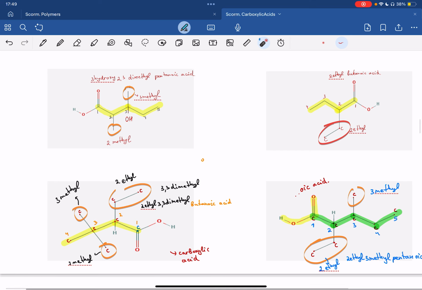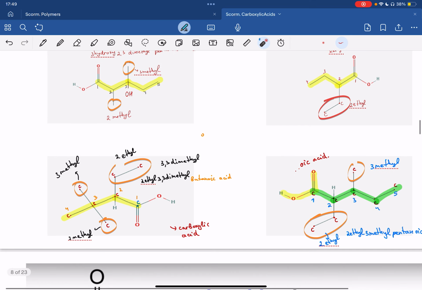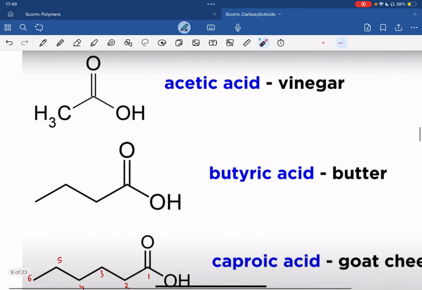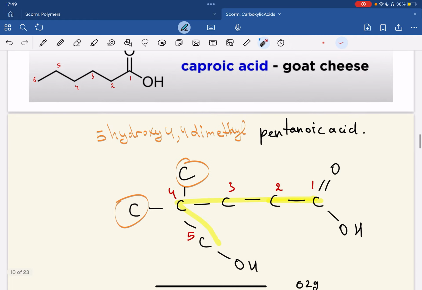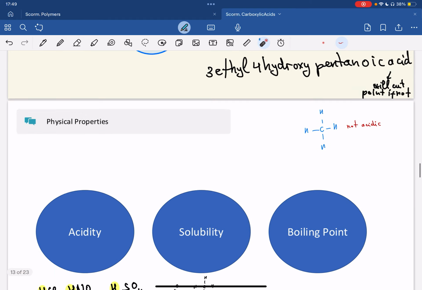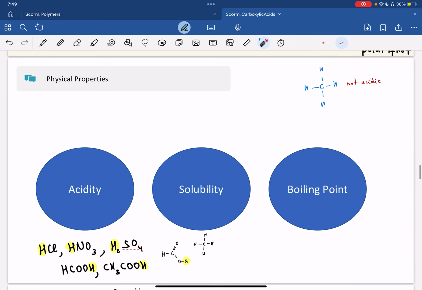There are practice questions in here. Please work on them and see if you do it correctly. Also, don't forget caproic acid, or goat cheese. We have 1, 2, 3, 4, 5, 6 carbons. So we know formic acid, acetic acid, butyric acid, and caproic acid. Please don't forget them. So let's talk about physical properties.